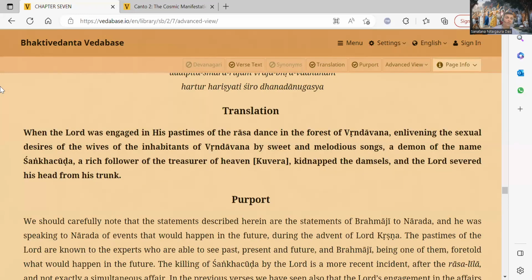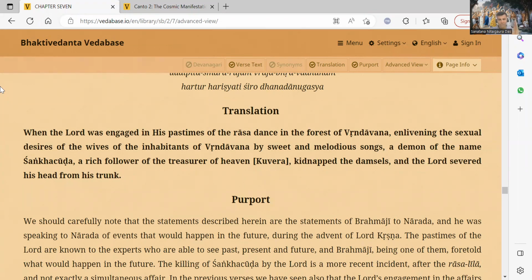We'll continue. When the Lord was engaged in his pastime of the Rasa dance in the forest of Vrindavan, enlivening the sexual desires of the wives of the inhabitants of Vrindavan with sweet and melodious songs, a demon of the name Shankachuda, a rich follower of the treasurer of heaven Kuvera, kidnapped the damsels, and the Lord severed his head from his trunk.